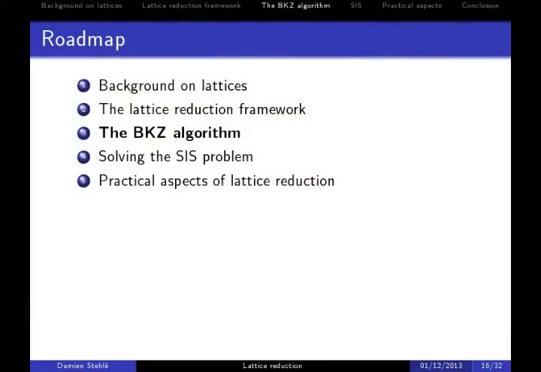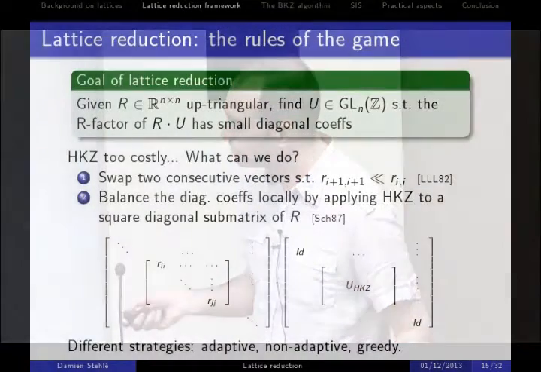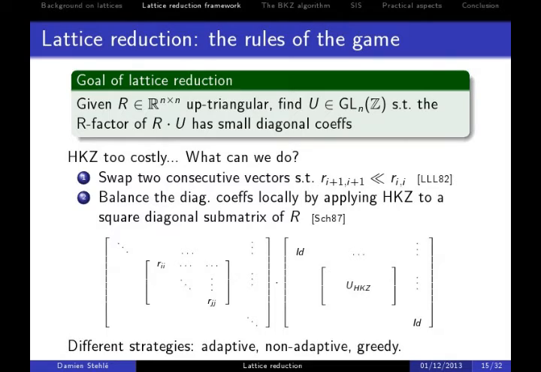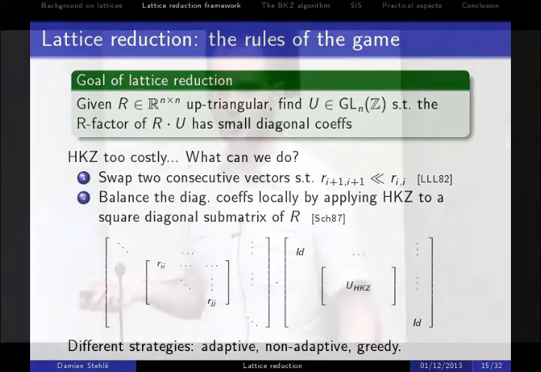Okay, so now I can describe the BKZ algorithm. The BKZ algorithm is going to be non-adaptive, but it's actually the best we know how to do, the best we can do in practice at the moment.